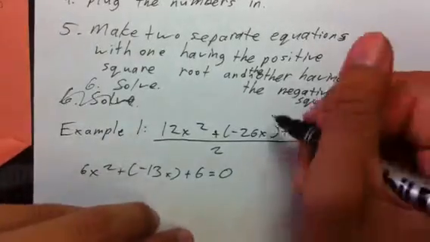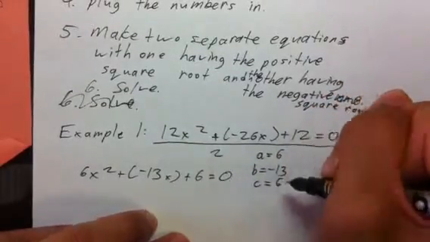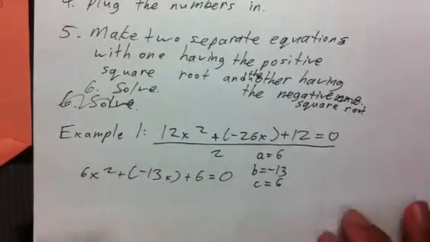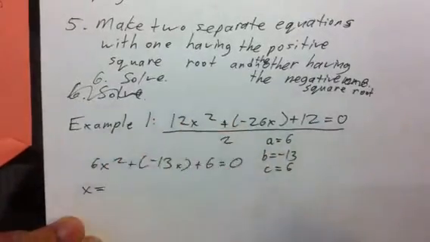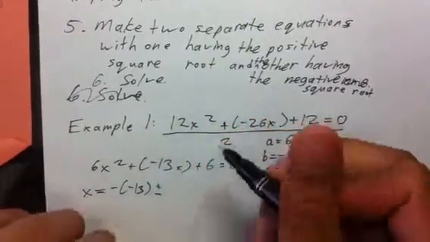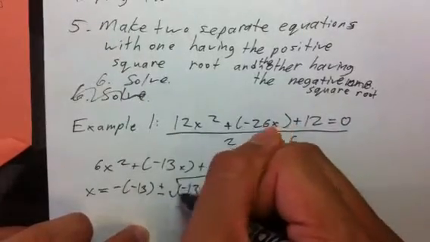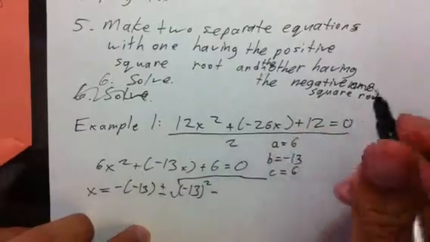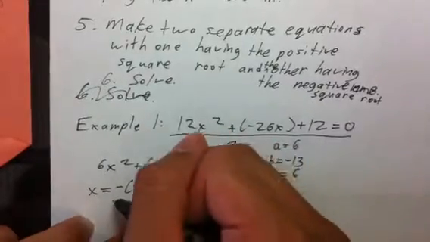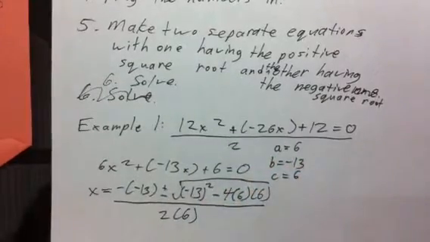Next, write what each variable is. So a is equal to 6, b is equal to negative 13, c is equal to 6. Next thing we do now is plug it in. So x equals negative b, so we do negative 13 plus or minus the square root of b squared, so negative 13 squared, minus 4ac, so minus 4 times 6 times 6, all divided by 2 times a, which is 2 times 6.